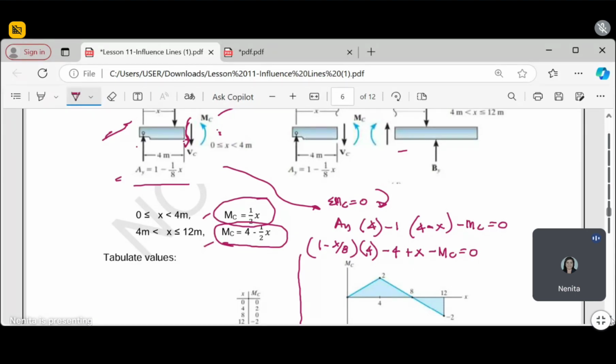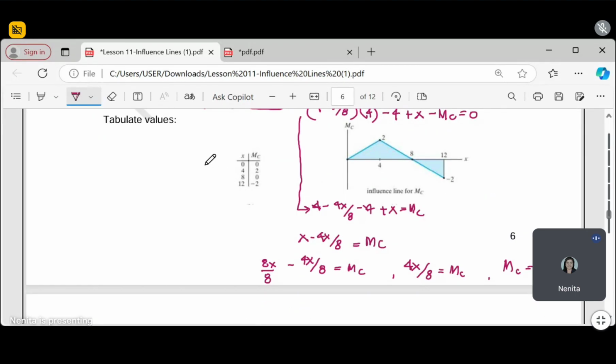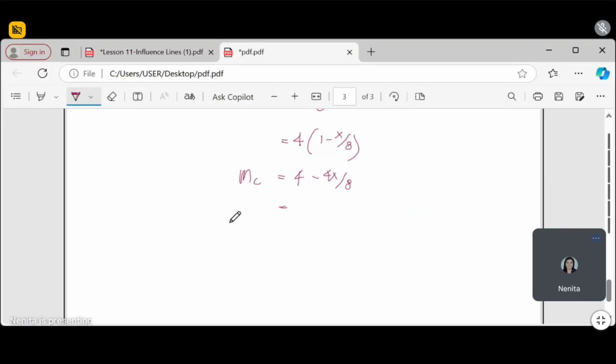Gagawa na po ulit tayo ng table. Bakit kanina ang ating point C ay dalawa sa shear? Kasi may discontinuity. Ngayon, kahit i-try natin, may dalawa, magiging same ang values. So, this is 4 minus x over 2. 4 divided by 4 is 1, 8 divided by 4 is 2. That is why we have MC.